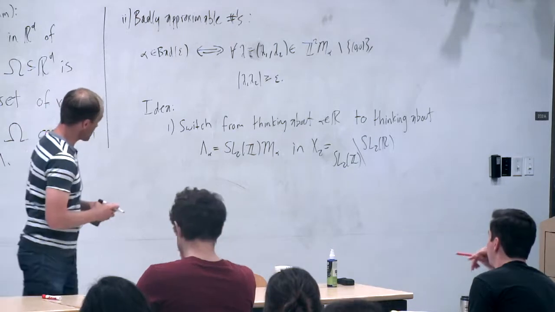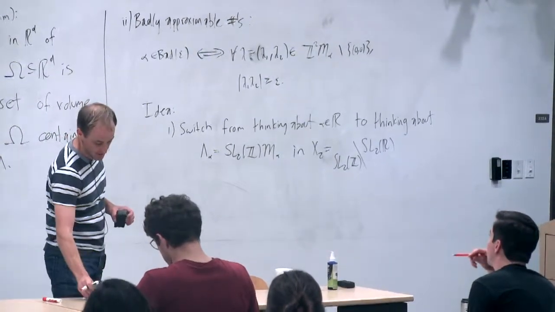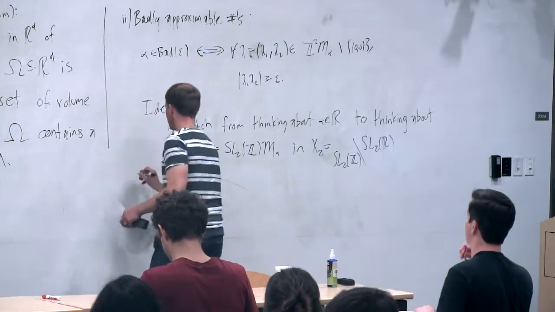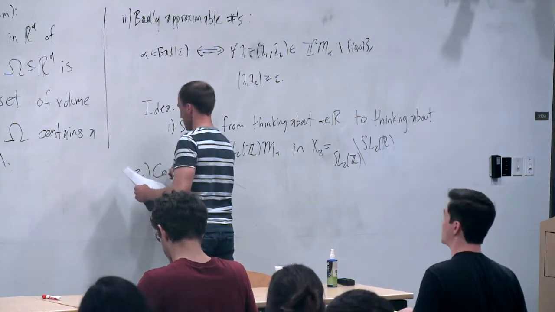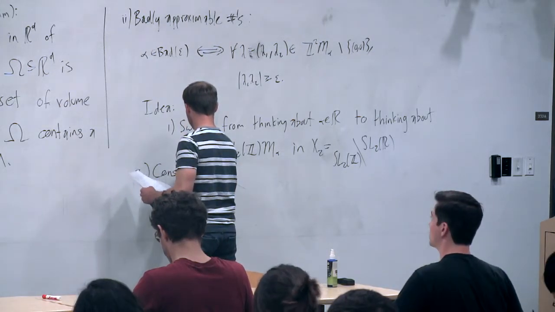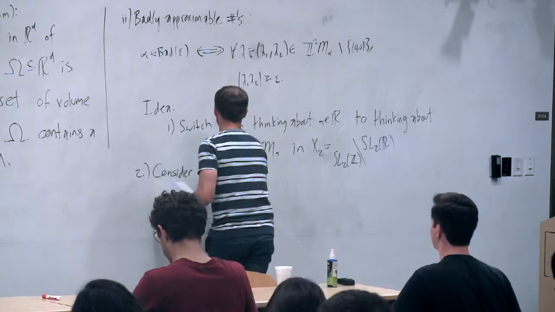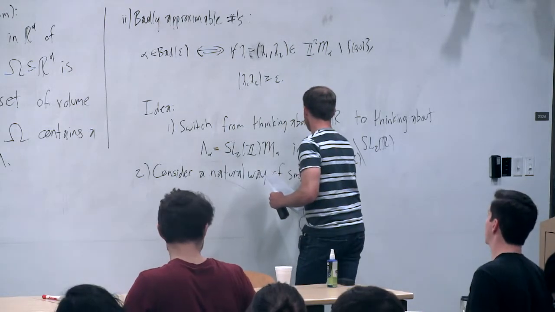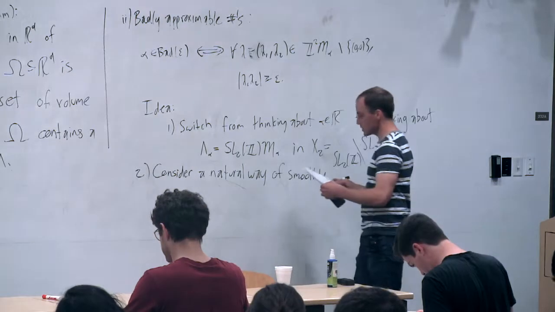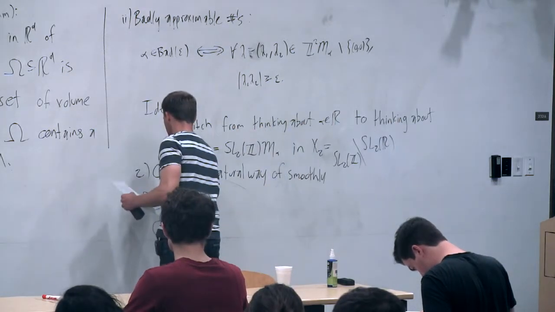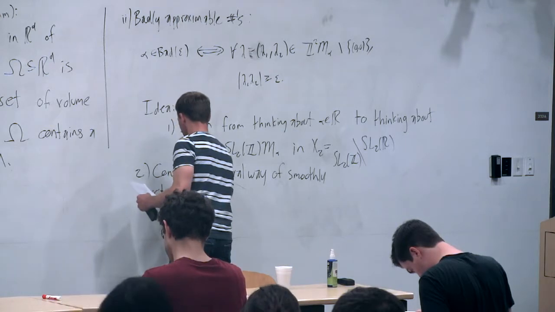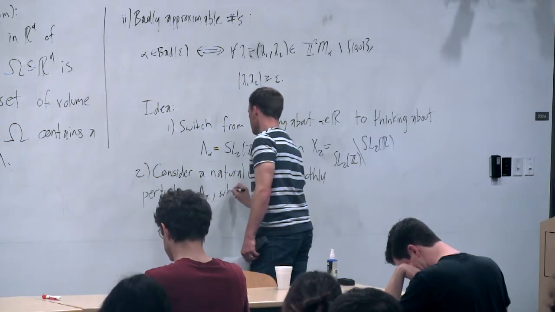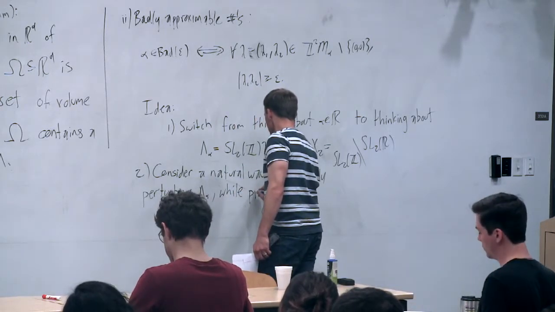So once you've switched from thinking about your real number to thinking about this element of the space of unimodular lattices in R2, the second thing that you want to do is consider a natural way of smoothly perturbing, and this is the dynamics, the natural way of smoothly perturbing your lattice while preserving the property that you're interested in studying. Okay? Now let me try and say a few words about this.